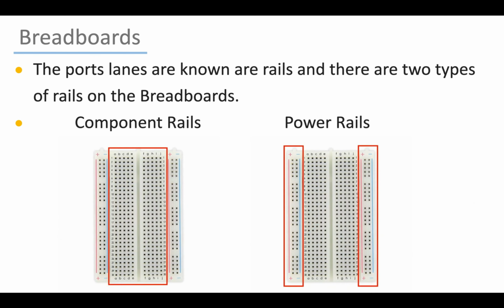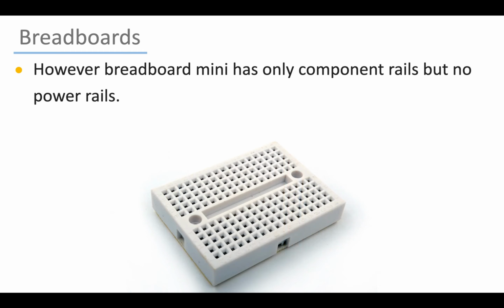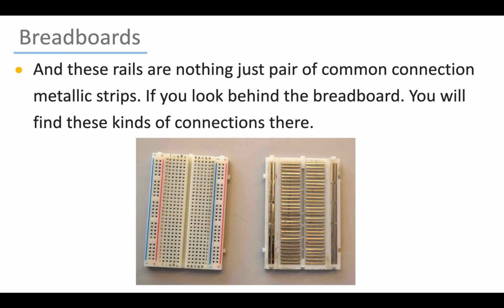Now here on these breadboards, the port lanes are also known as rails, and there are two types of rails on the breadboards, which are component rails that you can see here highlighted in the middle, and the power rails, which you can see on the outer ends. However, the breadboard mini has only component rails but no power rails. And these rails are nothing but pairs of common connection metallic strips. If you look behind the breadboard, you will find these kinds of connections there.